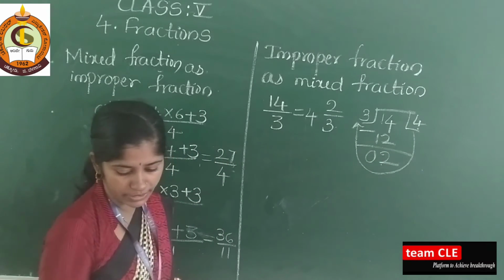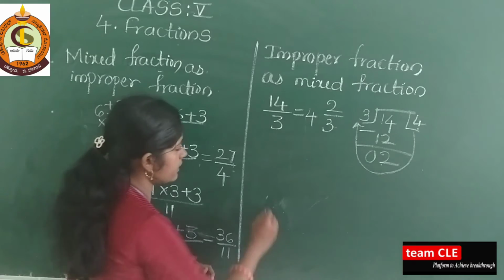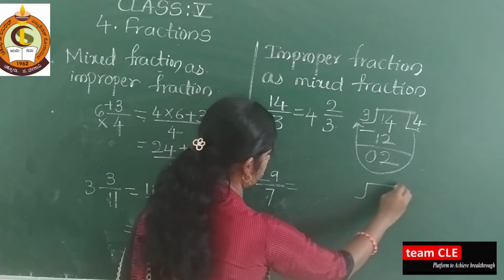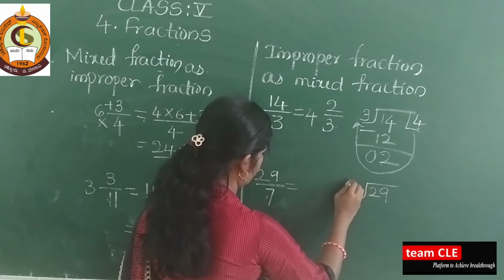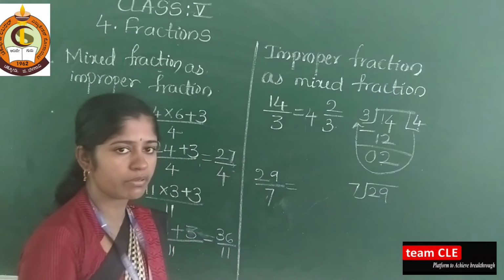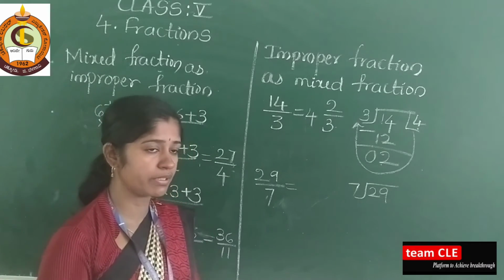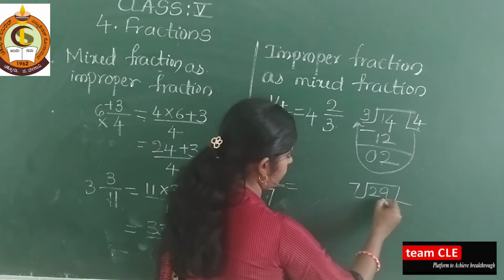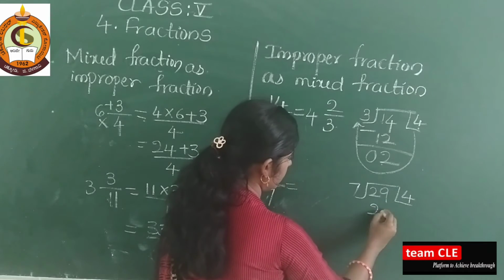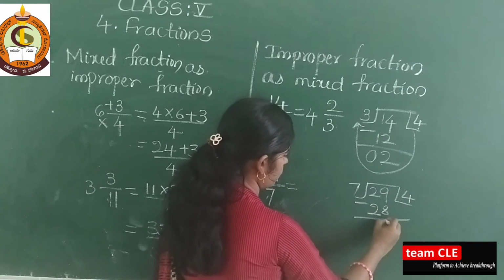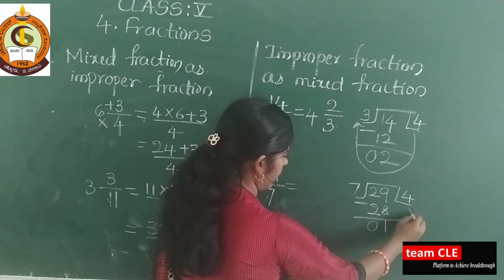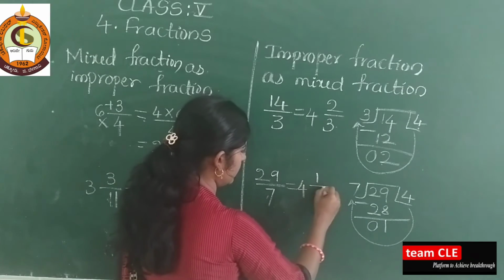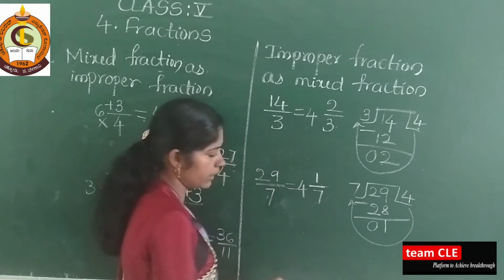Okay, next I will take one more example, and that is 29 by 7. Divide here 29, and here you write 7. Then already you know 7 is the table. 7 1s are 7, 7 2s are 14, 7 3s are 21, and 7 4s are 28. So the number lesser than 29 is 7 4s are 28. 9 minus 8 is 1. 2 minus 2 is 0. Next you write it in reverse order. So here you write 4 integer 1 by 7.